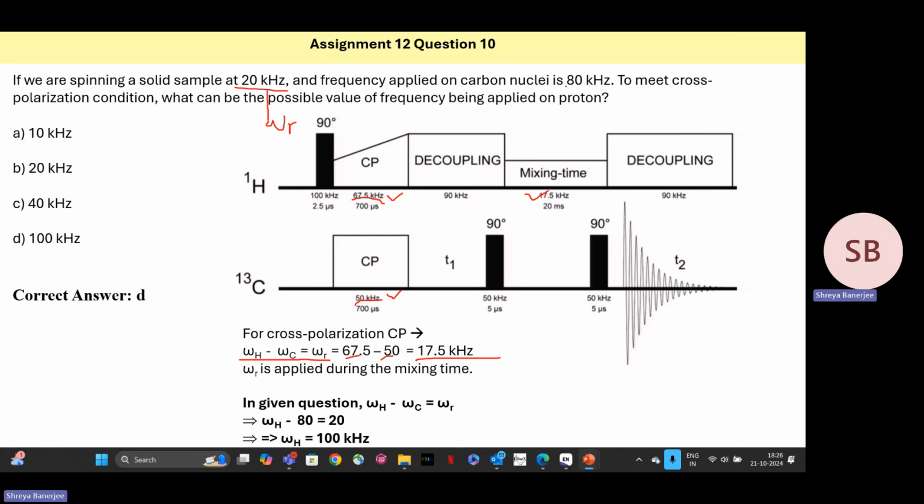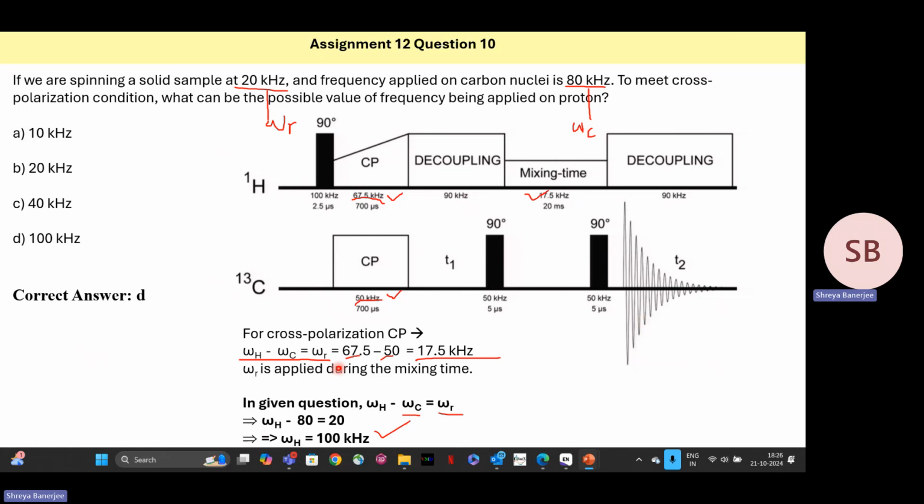And frequency on carbon nuclei is given. This is omega c. So in this equation, you know omega c, you know omega r. You just have to rearrange it and find omega h is 100 kilohertz. 100 kilohertz is your option D. So the correct answer is option D.